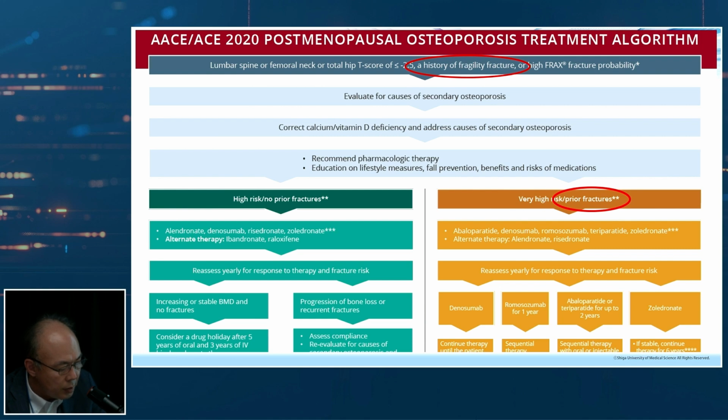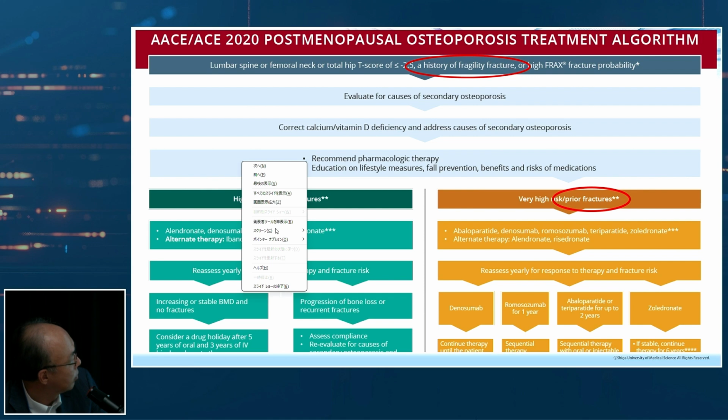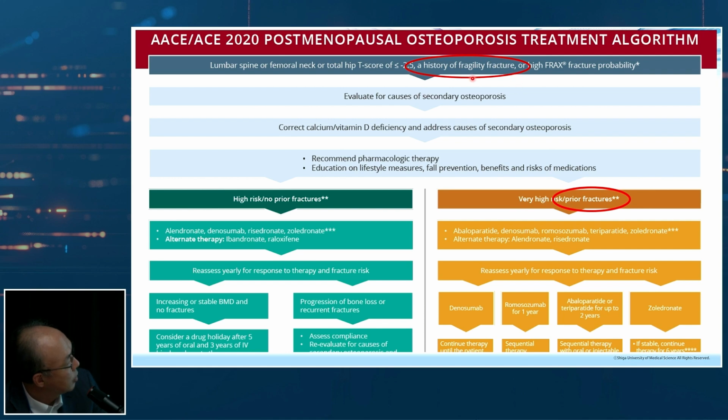This is the guideline for osteoporosis treatment. In this algorithm, there are some big points: whether a fragility fracture exists or not, and whether there is a prior fracture, are very important points for selecting the treatment. We need to know whether there are any previous fractures.